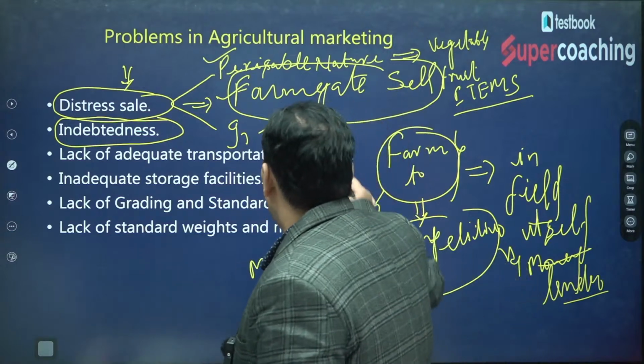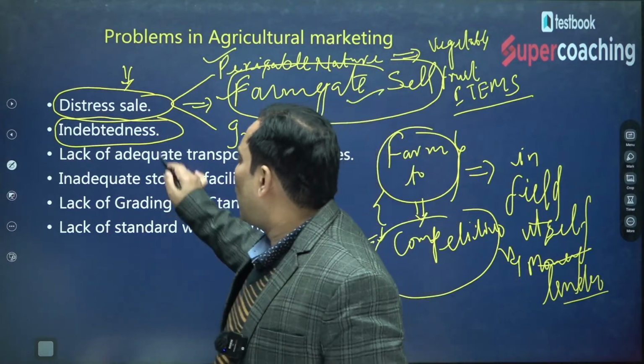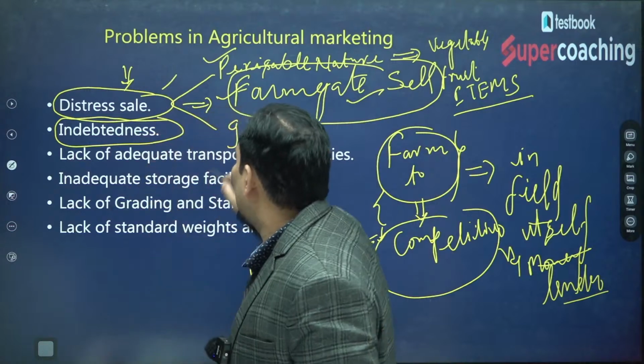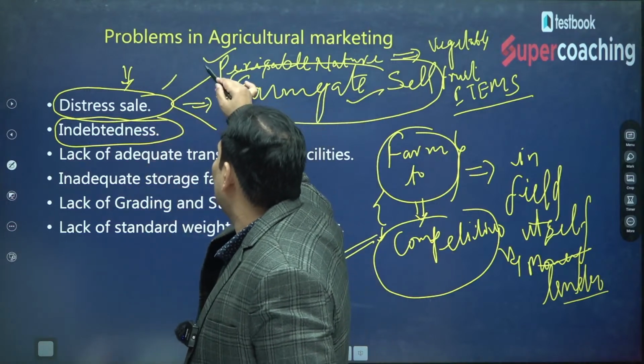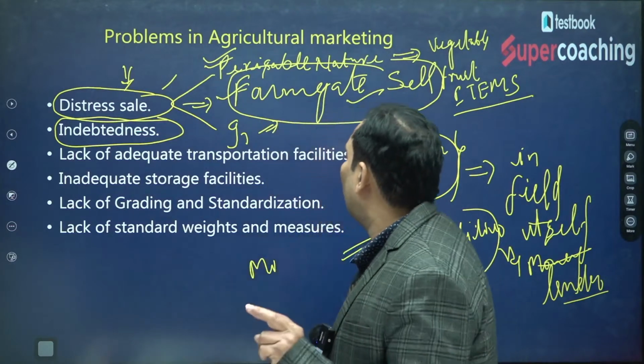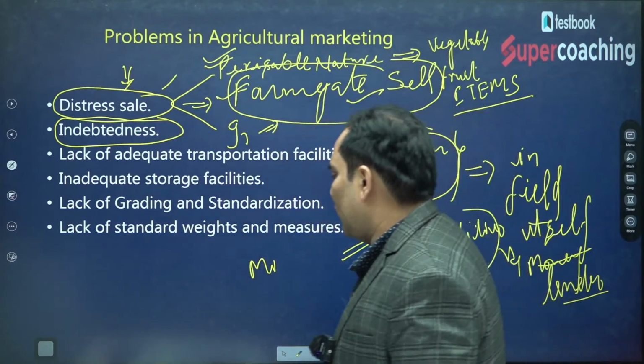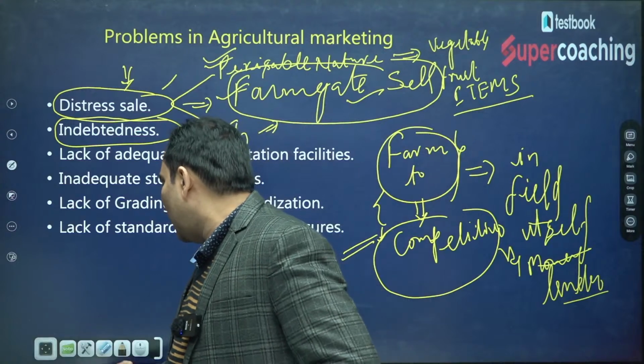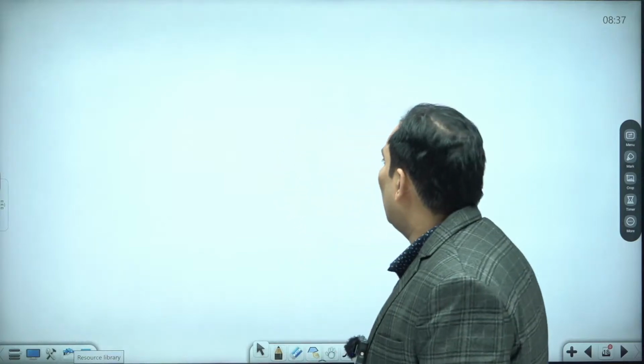And why this farm gate sale? That is because of distress sale. And why distress sale? This distress sale is because of two reasons. One is the perishable nature of the agriculture product, second is indebtedness. So let me tell you what the meaning of indebtedness is and what I want to say about it.